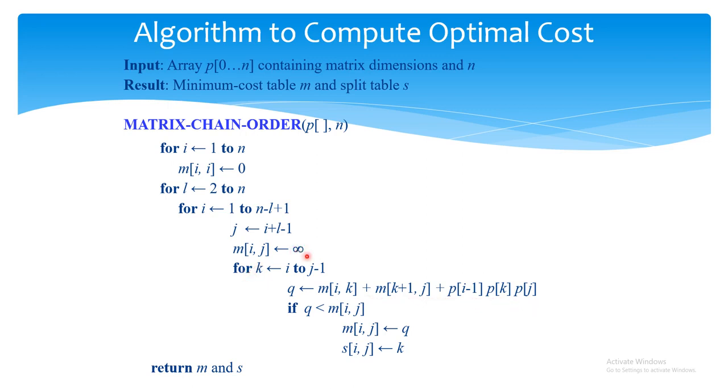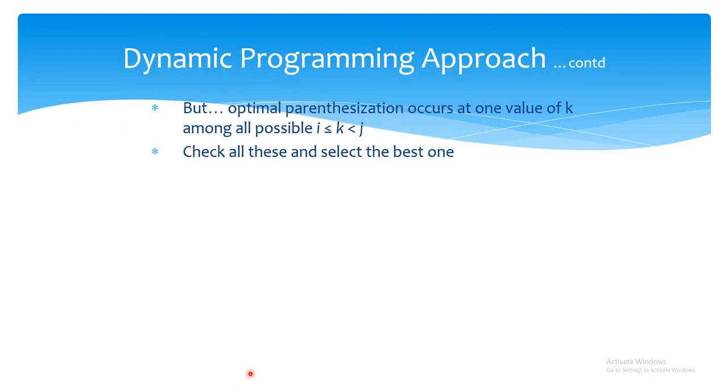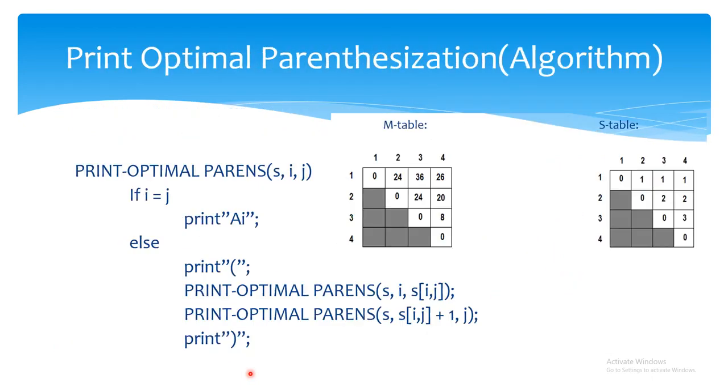So earlier the value we considered was infinity, so whenever you have a lesser value, that lesser minimum value we have to consider. That's why the value of Mij is going to be equal to q, and the value of Sij is going to be the value k. And we are returning the m table and s table. So this is how we are now going to use this m table and s table.